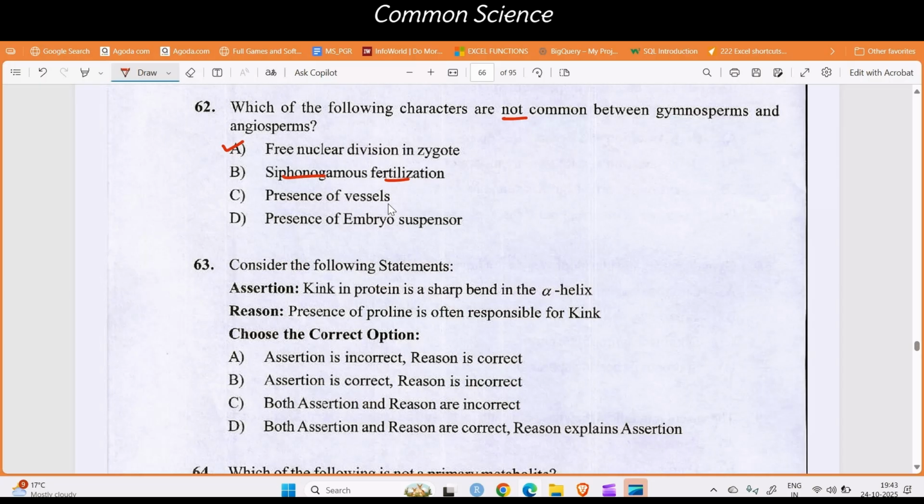Presence of vessels. This is also present. Both have, but if you look at gymnosperms, they are regarded as vesselless, except Gnetales. Presence of embryo suspensor. This is also present in both. So free nuclear division, but some sources say that there is an angiosperm, Paeonia, which shows this free nuclear division in zygote. So you can either have both presence of vessels and free nuclear division in zygote, or you can have none. So this question was definitely challengeable.